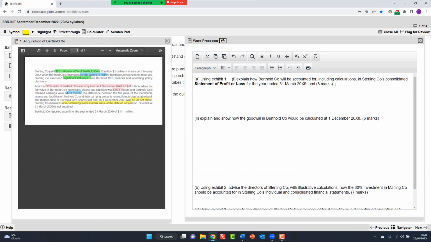Explain how it will be accounted for in the P&L with calculations. So we've got two parts to it. We've got to explain, and we've got to include some calculations. But actually, I think the two parts is probably more to do with the fact that in the beginning, it was an associate. So when do we make this step acquisition? When do we make this further investment? We made this further investment in December X8.